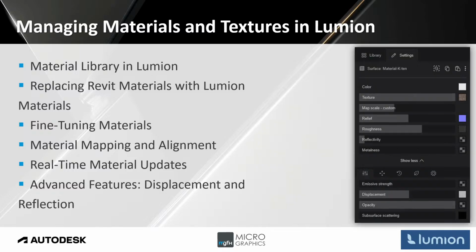Material mapping and alignment. UV mapping adjustments. If materials don't align correctly on a surface, you can adjust the UV mapping. This controls how textures wrap around your model, ensuring that patterns such as bricks or tiles align perfectly.